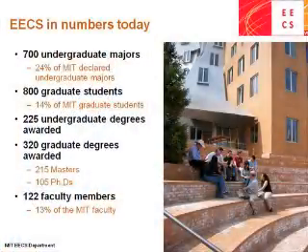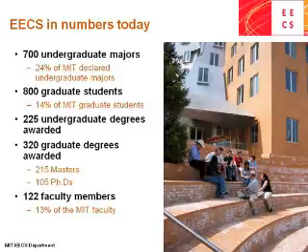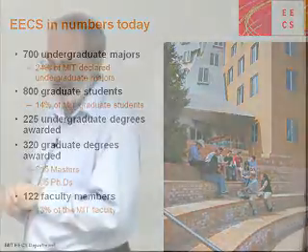So some initial numbers, just to set the stage. Those of you who are alums know this. We remain the 800-pound gorilla on campus. We're still the largest department there. We have 700 undergraduate majors in the department. That's just under a quarter of all the undergraduates at MIT. At the height of the dot-com bubble, we were almost 40% of all the undergraduates at MIT, and we were dying. So it's nice to slim down a little bit.